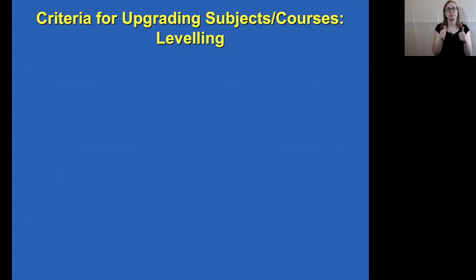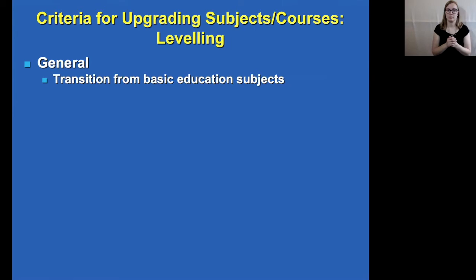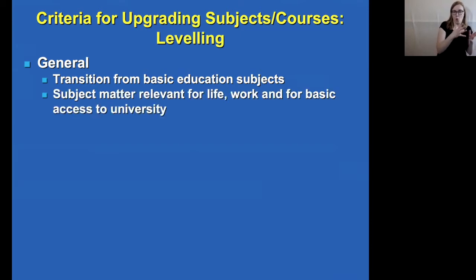Okay, and the next is leveling the courses. From here, a general course really has to be a transition from basic education subjects. The subject matter has to be relevant for life and work and for basic access to university. It doesn't necessarily mean the child would go to university, but in doing a general course, you would think they would have to have some communication skills that are greater than what they acquired in basic education.